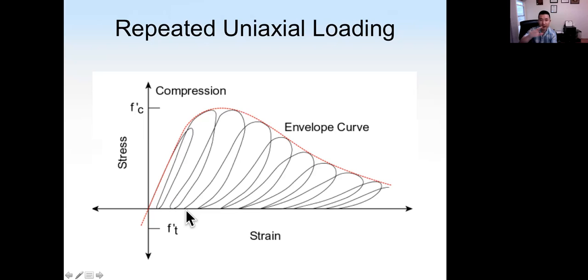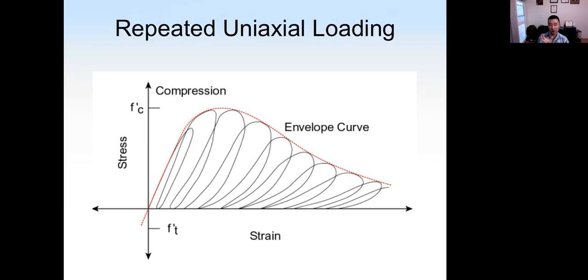And here shows the repeated uniaxial loading. For example, we apply the compression and then we release the compression. Then for the second cycle, we apply the compression again. And here shows the stress and the strain curve. In that case, the concrete will accumulate additional strain. For example, after the first cycle, the strain is not going back to zero. After the second cycle, we have even more strain, even though the stress goes back to zero. We still have some of the strain.